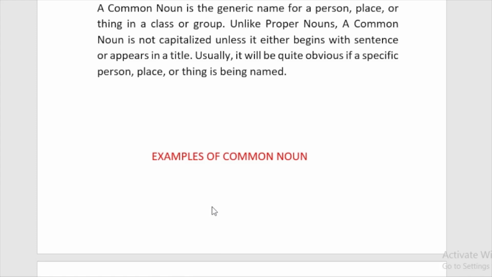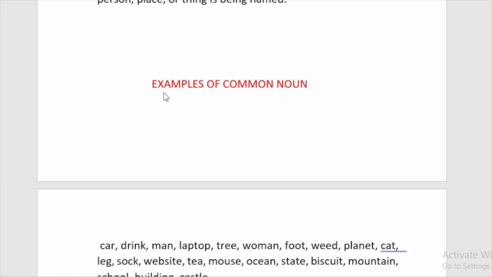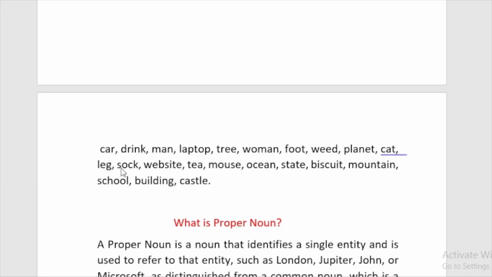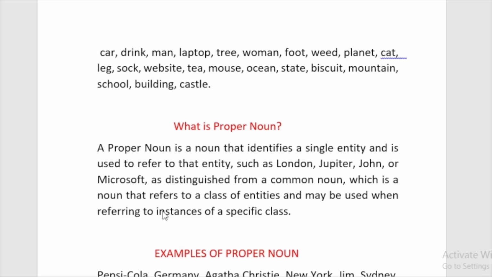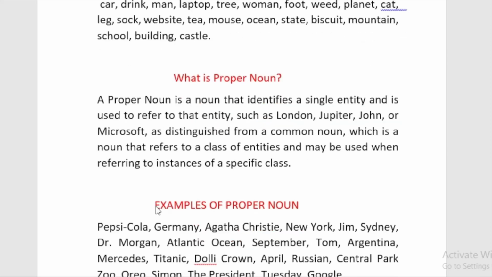Then examples of common noun: car, drink, man, laptop, tree, woman, foot, weed, planet, cat, leg, sock, website, tea, mouse, ocean, state, biscuit, mountain, school, building and castle. So these are all common things, nothing is specific here. So that is why they are called common nouns.